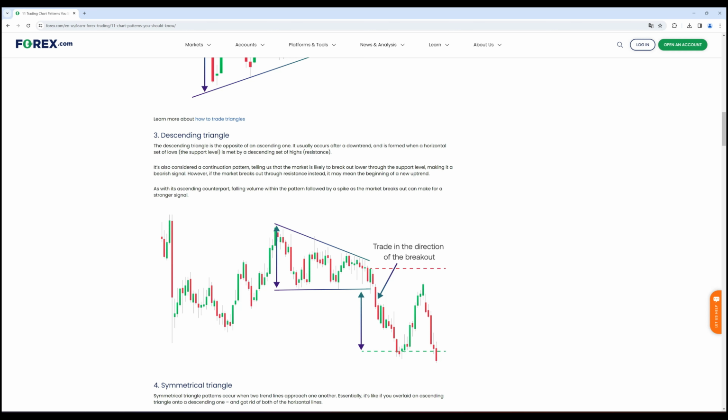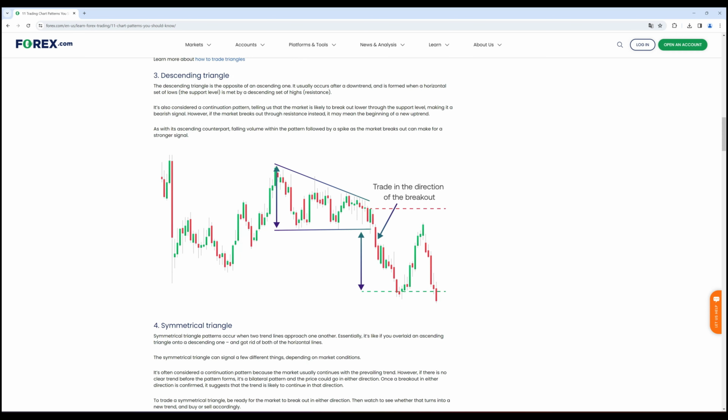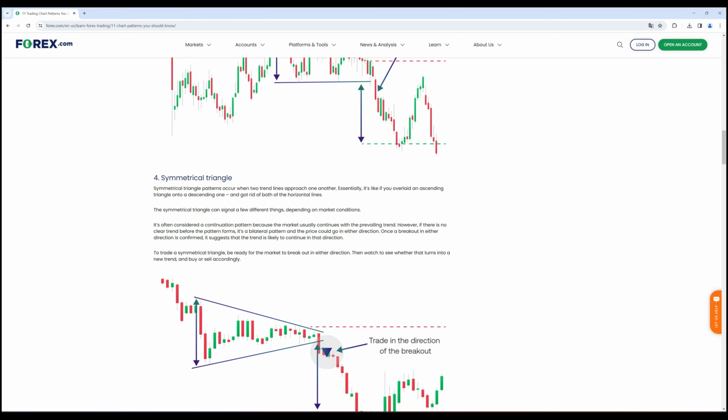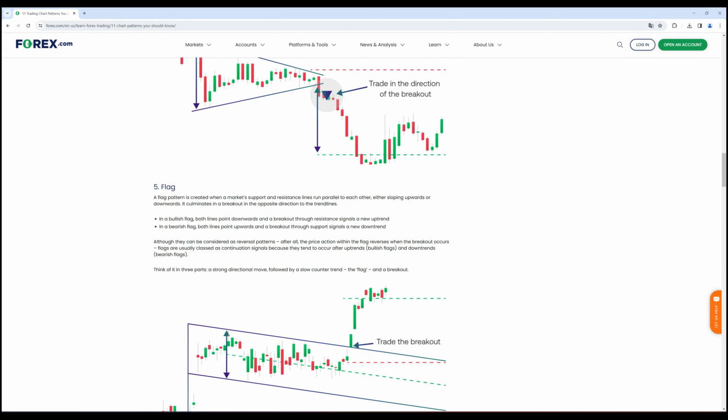So as with the ascending counterpart, falling volume within the pattern, followed by a spike as the market breaks out, can make for a stronger signal. So if we talk about different types of flags, which is very, very important too, there's pretty much a bullish flag and a bearish flag.